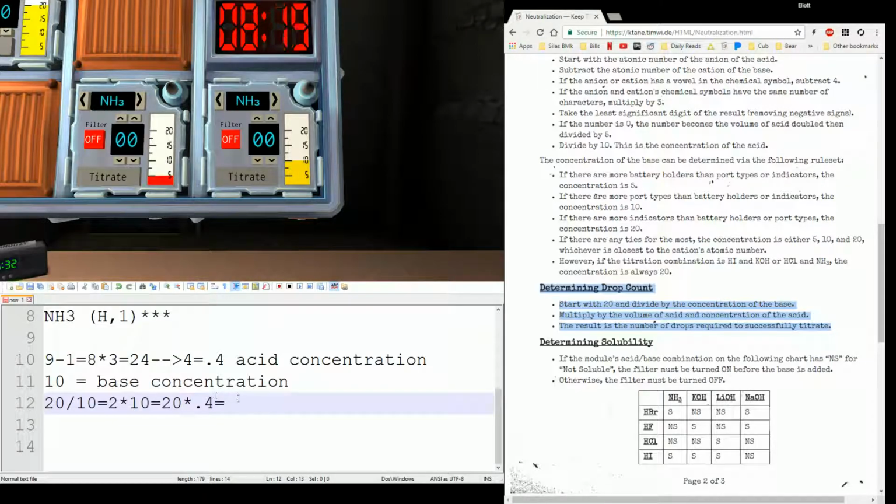Just do 2 times 4 is 8. So 20 times 0.4 is 80, but you got to put a decimal place in one spot. So 8.0 drops. So this is our drop count.